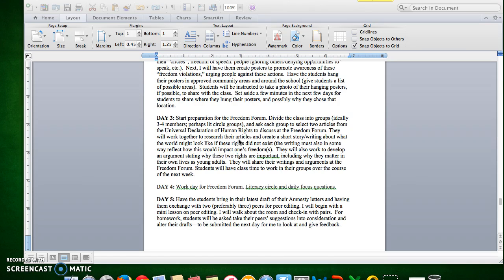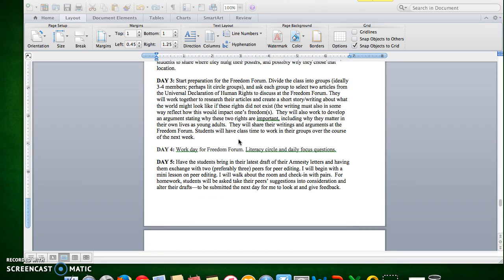And this is basically students will research articles and create short stories or writings about what the world might look like if the rights didn't exist. So they'll find articles on this website, the Universal Declaration of Human Rights website, and present on if those rights were not available to us, what would the world look like?